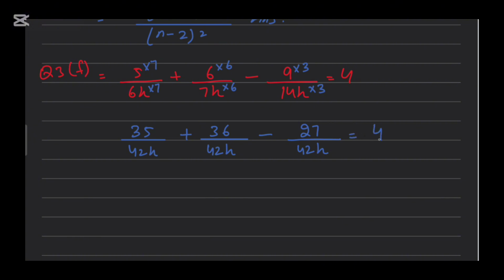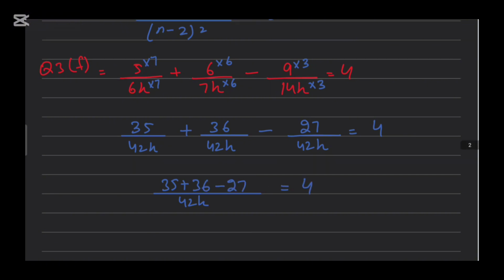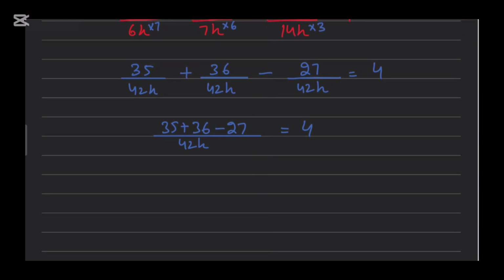4 will remain as it is. So what we have done in this step, we made the denominators same by multiplying with 7, 6 and 3. So now your denominators are same, so you can easily take LCM. 42h is the LCM. 35 plus 36 minus 27 is equal to 4. If we solve 35 plus 36 minus 27, you will get 44 over 42h is equal to 4 as it is.